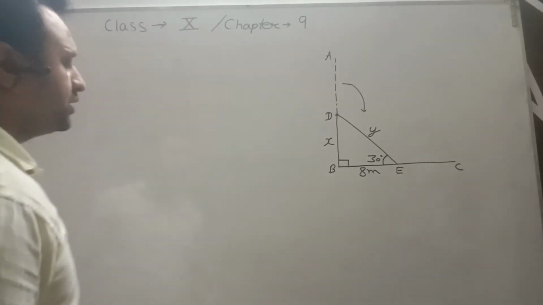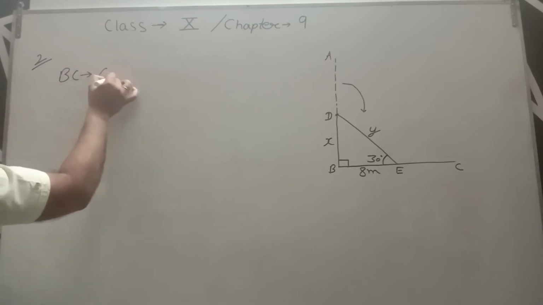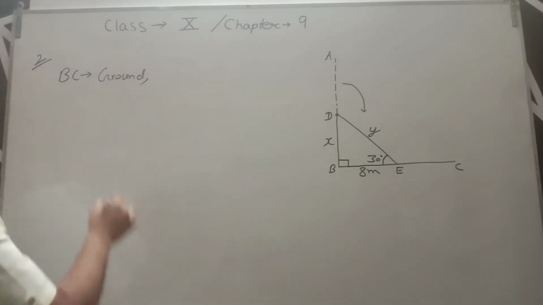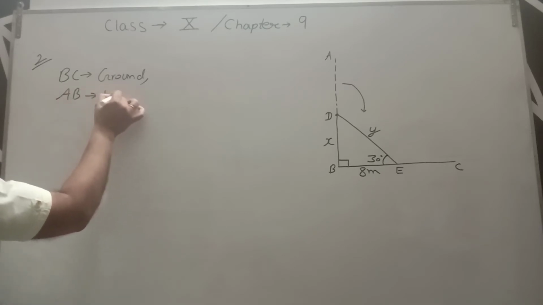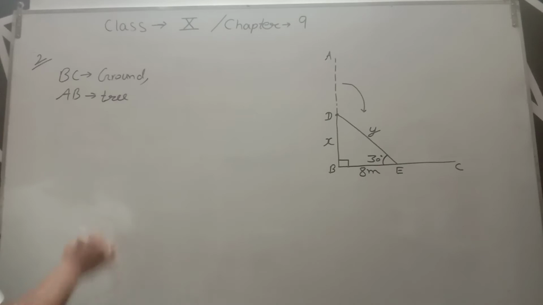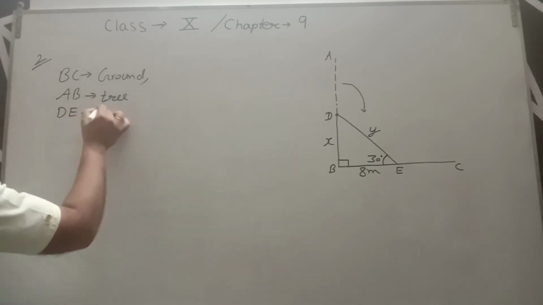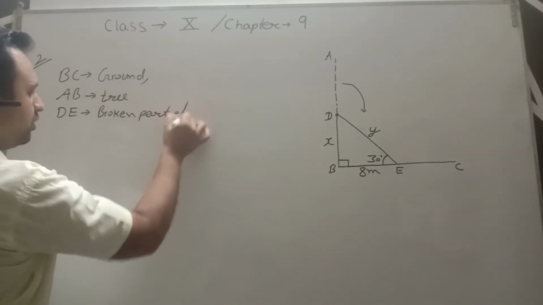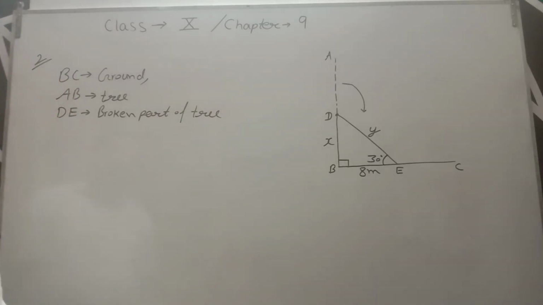So in this question we can say that BC represents the ground which is a horizontal line. AB represents a tree. DE is the broken part of the tree. So we consider triangle DBE.